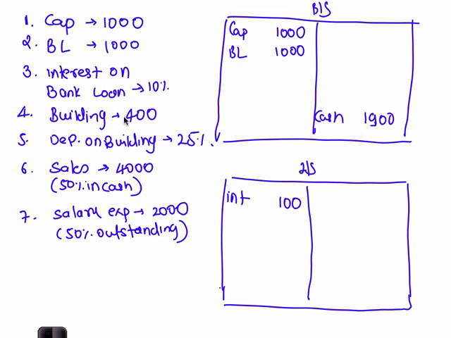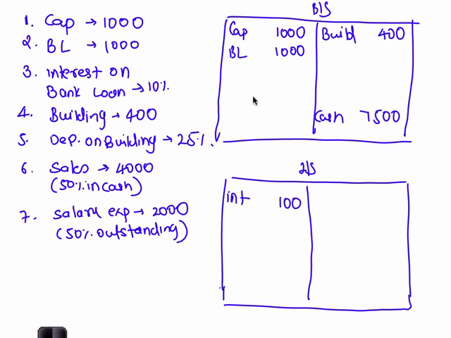Okay, fine. Building 400, where should I write this? Asset side. So building 400. What should be the second effect? Second effect would be cash. So cash will now become 1500. Depreciation on building 25%. 400 into 25% is 100.